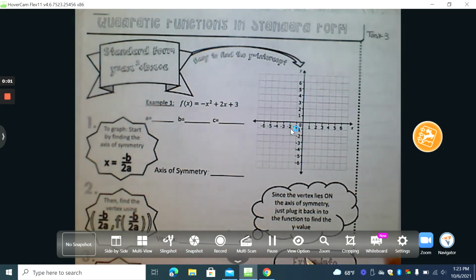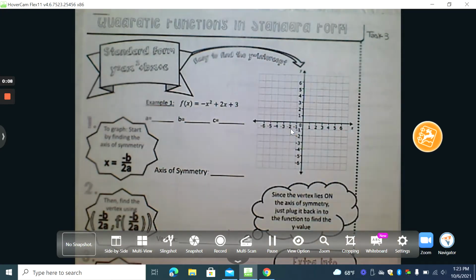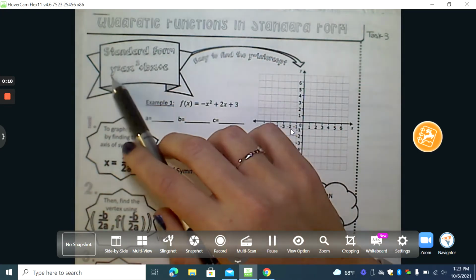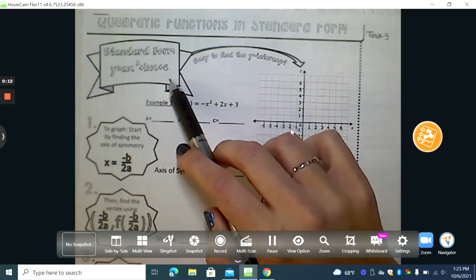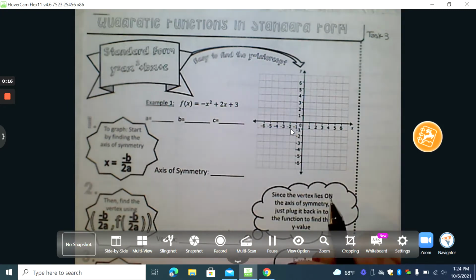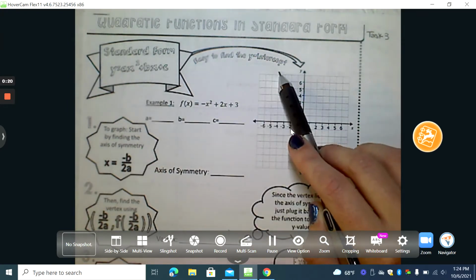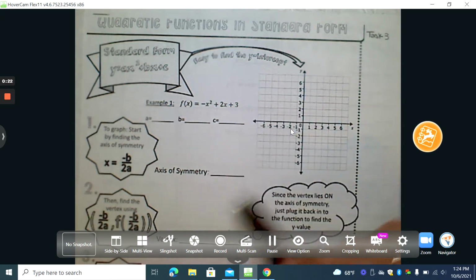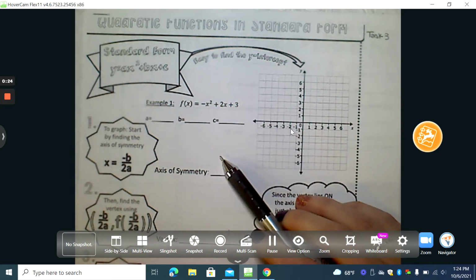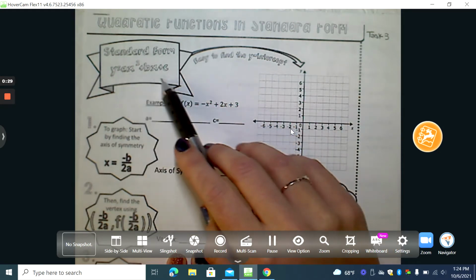All right, we are starting task 3, the last task where we are working with quadratic functions and graphing these parabolas. But this time we're graphing them when they're written in standard form, ax squared plus bx plus c, not vertex form. This form is a lot easier to find the y-intercept, but a little bit harder to find the rest of those pieces. So let's start by labeling what this a, b, and c are.